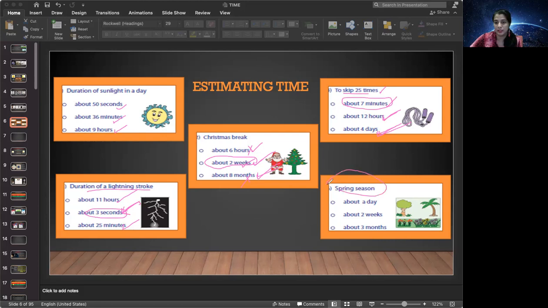Coming here to the spring season. Spring is one of the seasons, as I mentioned earlier. Does it last for a day, or does it last for about a good 2 weeks, or is it 3 months long? Now, for those who do not really know much about these seasons, let me show you this.